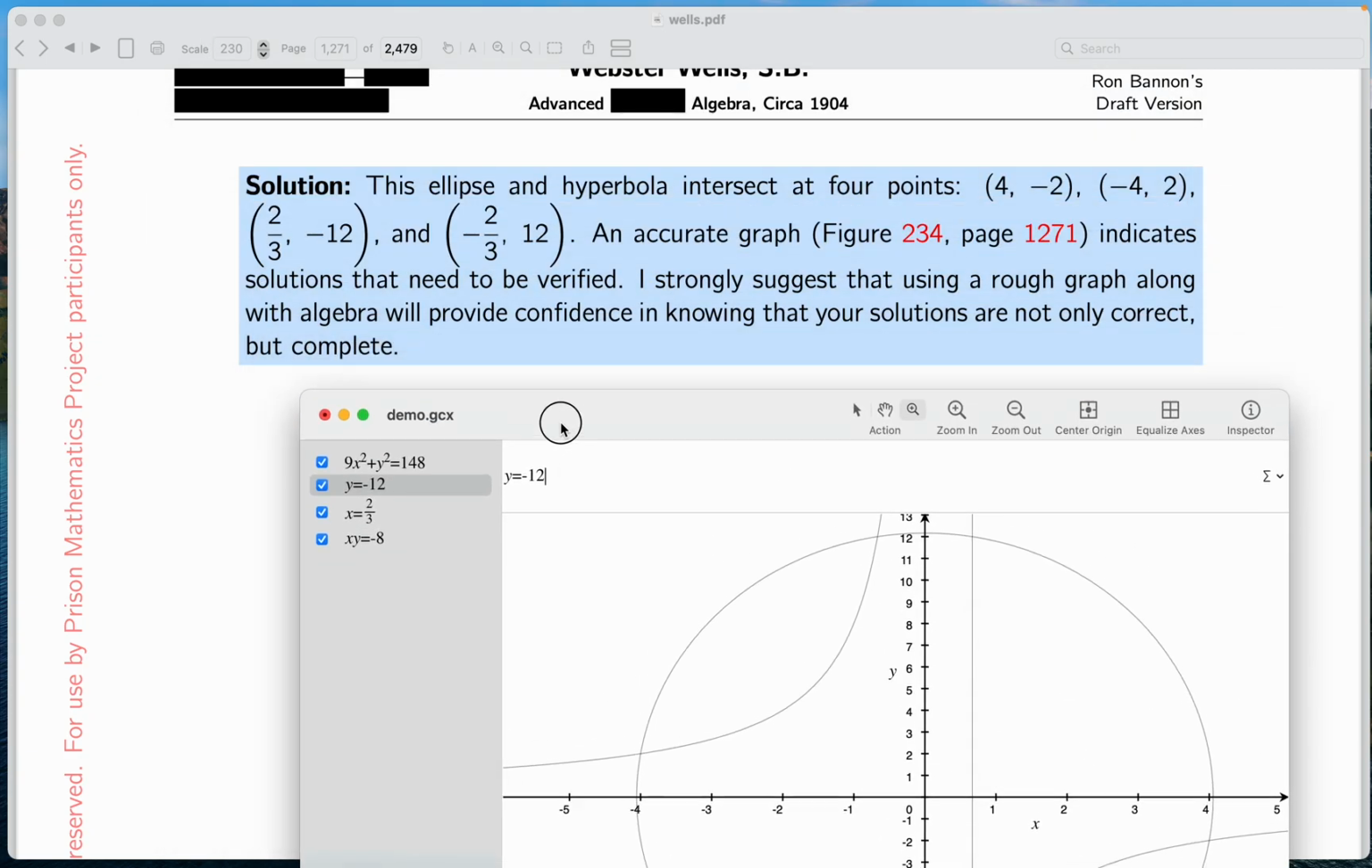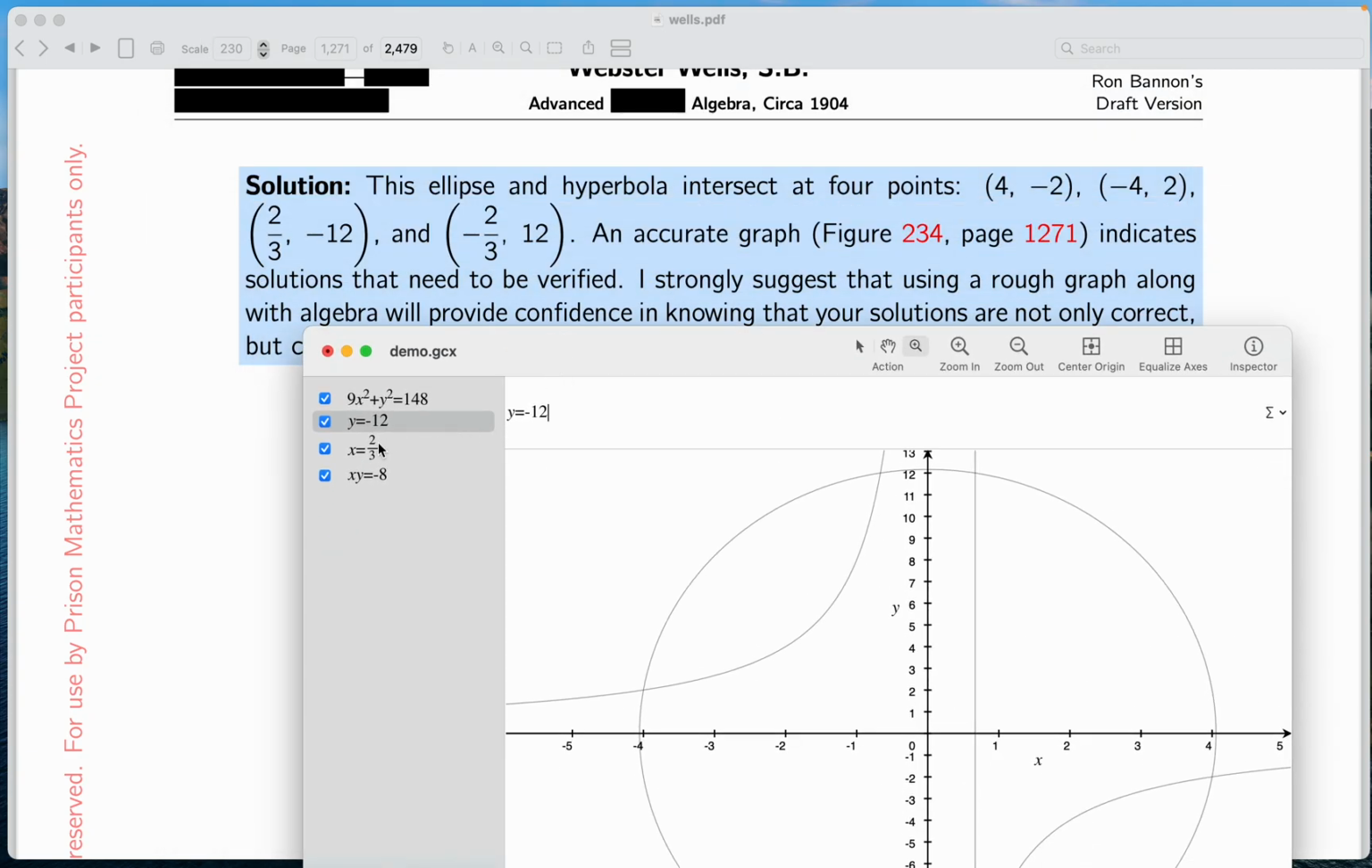What's the other one they said? The other one says minus 2/3 and 12. And I'm seeing that as well right up here. I'm using a crosshair to do that.